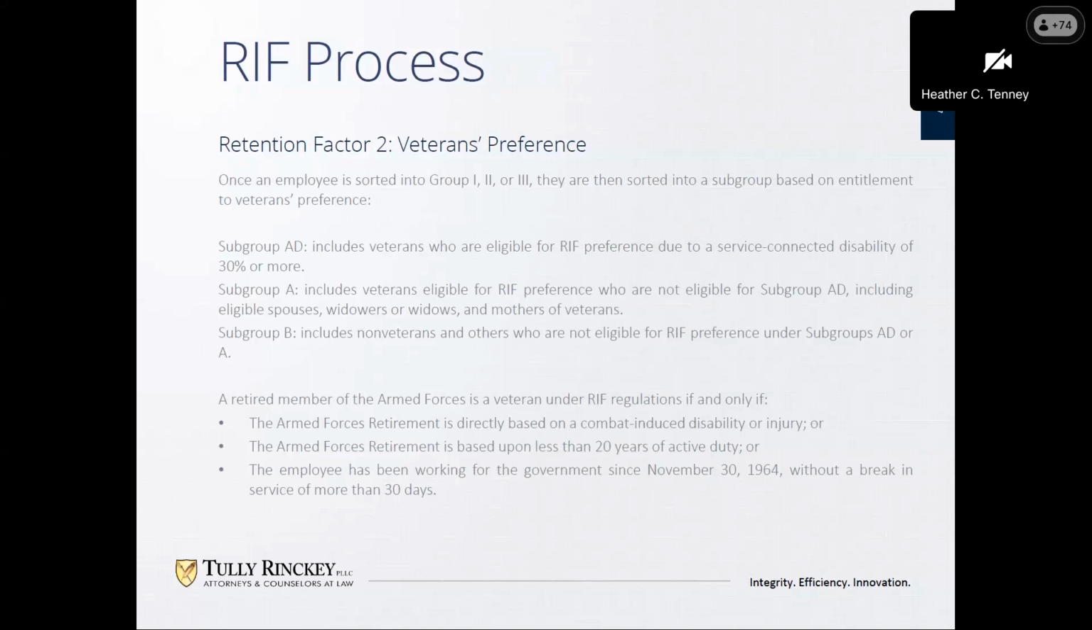We'll talk a little bit about that in a second. That's what we call derivative preference. And subgroup B, which includes non-veterans and others who are not eligible for RIF preference under subgroups AD or A.